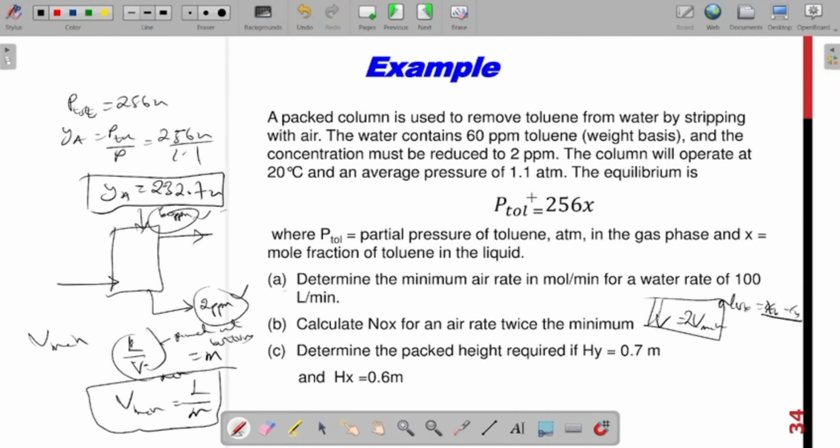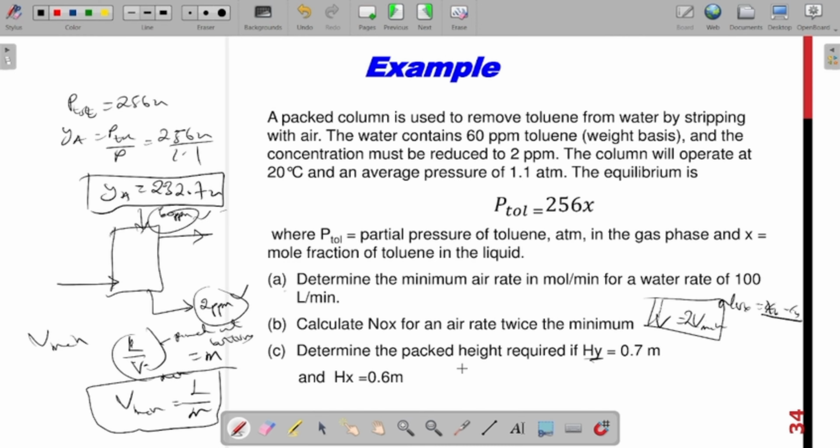All right, so twice this one. That means I have to recalculate for my XA and my XB. Then from there I can calculate for my NOx, right? And determine the packed height required if HY. So for this one they give me HY and what, HX, right?